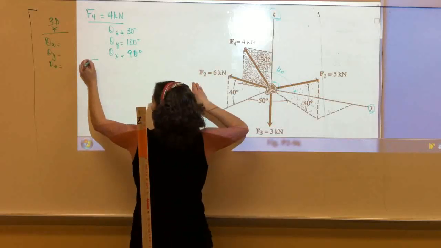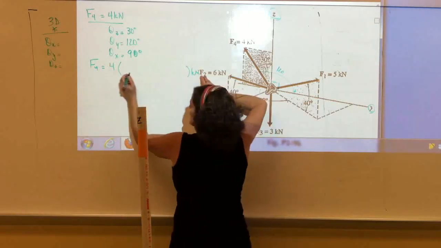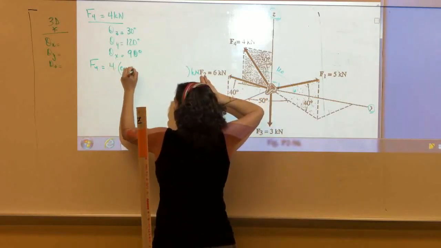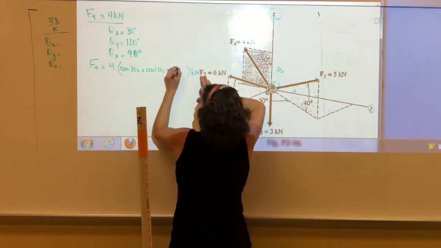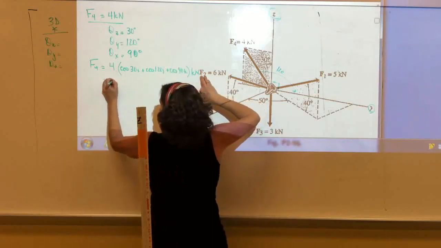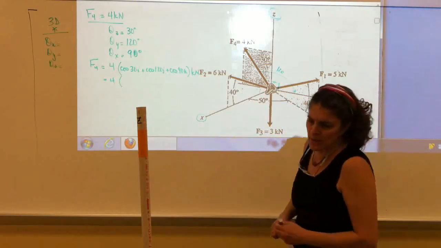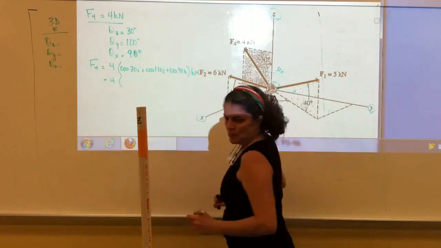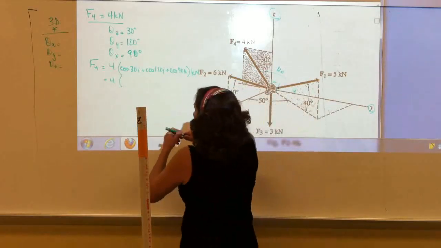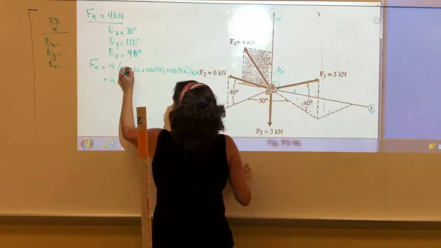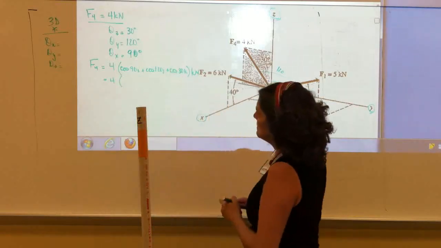So let's set up our components. F4 is equal to 4 kilonewtons times the cosine of 30 degrees I plus the cosine of 120 J plus the cosine of 90 K. And what does that come out to be? 4 times cosine 30. I always get confused, is it 0.5 or 0.866? 0.5. Oh, I just put it in the wrong order, didn't I? This is supposed to be theta x, this is theta y, and this is theta z. Did you catch that mistake there?